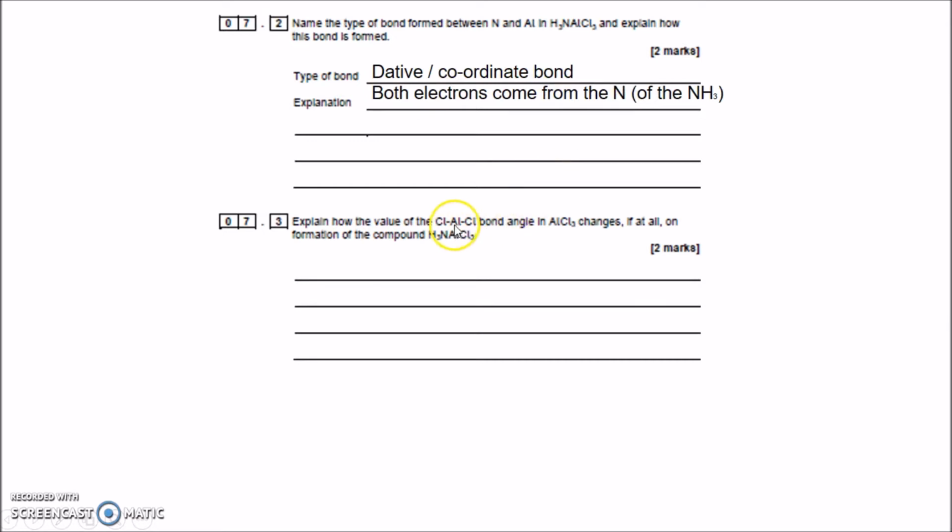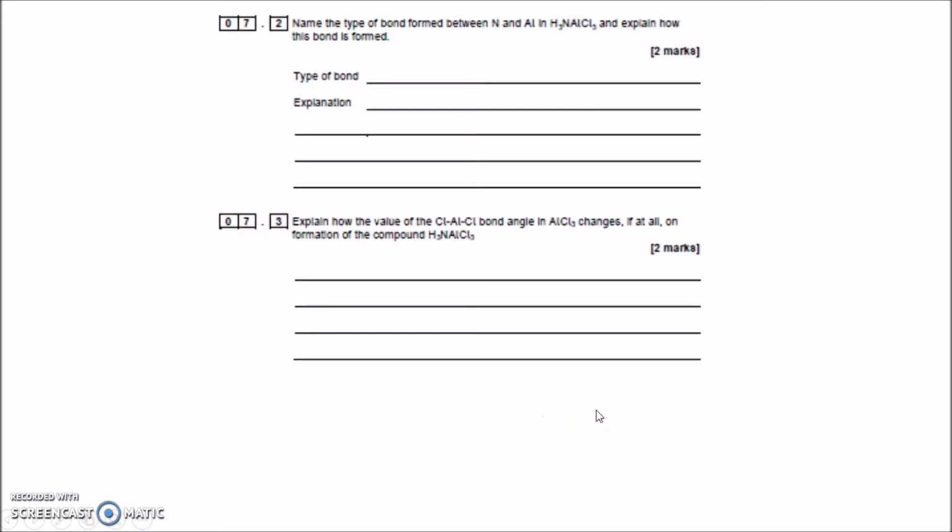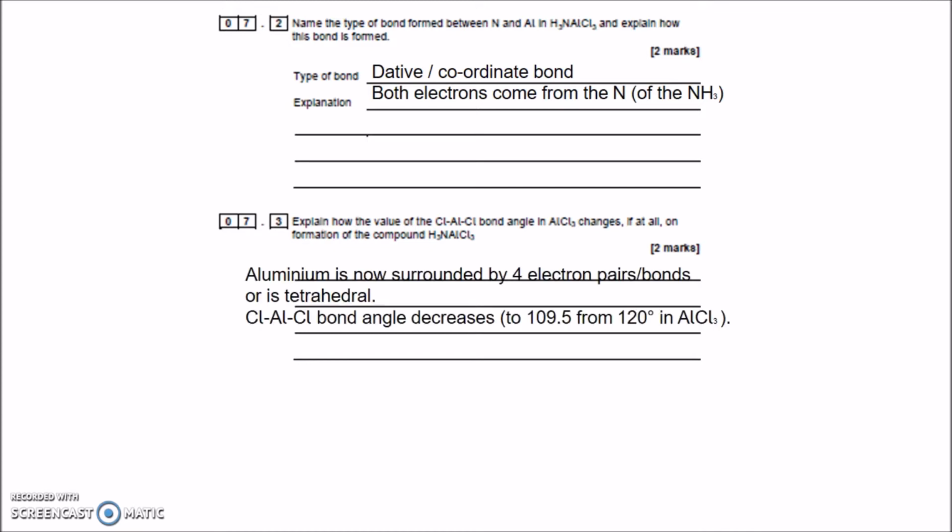Explain how the Cl-Al-Cl bond angle changes. Well, suddenly you've got a 4th bond. Here you had 3 bonds, now you've got a fourth bond. It's bonded to an N. So now instead of 3 bonding pairs, you've got 4 bonding pairs. 4 bonding pairs is larger than 3 bonding pairs, so it's not going to be planar. It's going to be tetrahedral like methane, CH4, 4 bonding pairs, and 4 bonding pairs have a bond angle of 109.5.